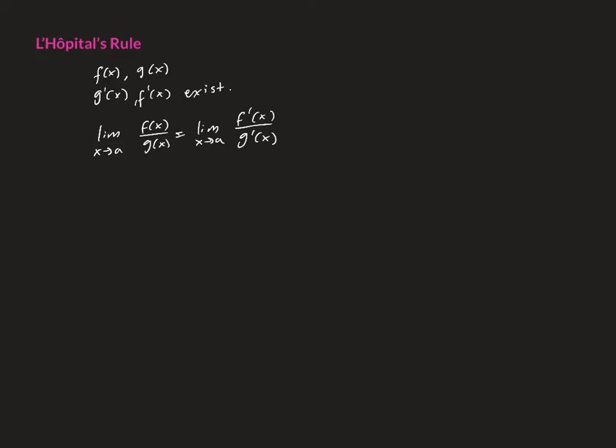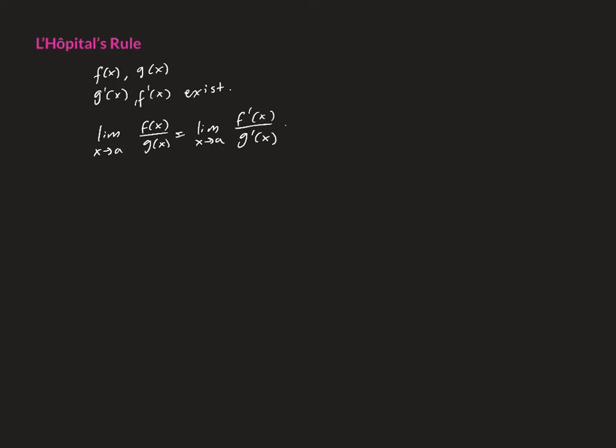In this video, I'm going to show you how to use L'Hopital's rule to calculate some undetermined limits. In the previous video, we learned that L'Hopital's rule says that for two functions f(x) and g(x), where f'(x) and g'(x) both exist, you can calculate the limit when x goes to a of f(x) over g(x) as the limit when x goes to a of f'(x) over g'(x).